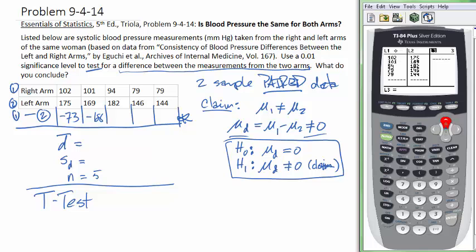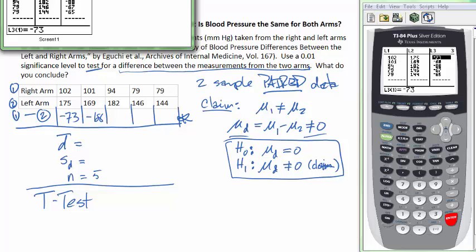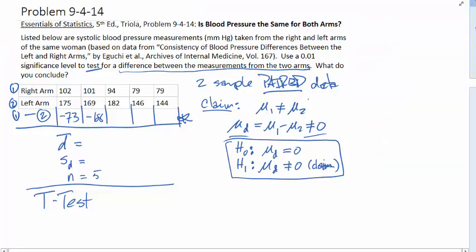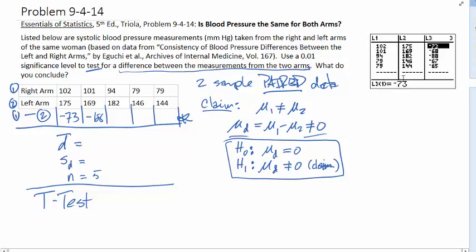So I have my right arm information in L1, my left arm information in L2, and I move my cursor up to L3 here, right arrow up there, and then here I'm going to type L1 minus L2. And so when I press enter, it's going to populate this with the difference between those values. So let's go ahead and take a quick picture of this, and let's put it in our notes here. So we can fill this in. I'll fill that in later.